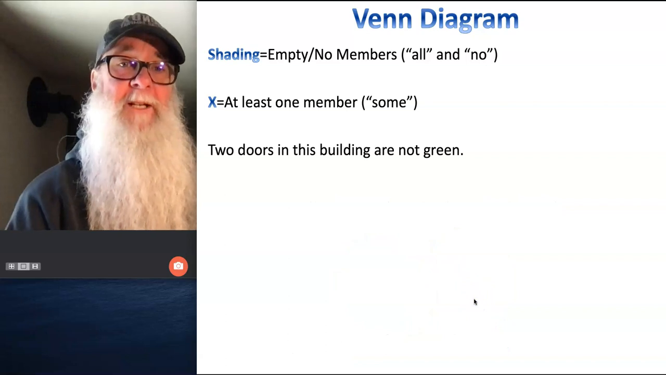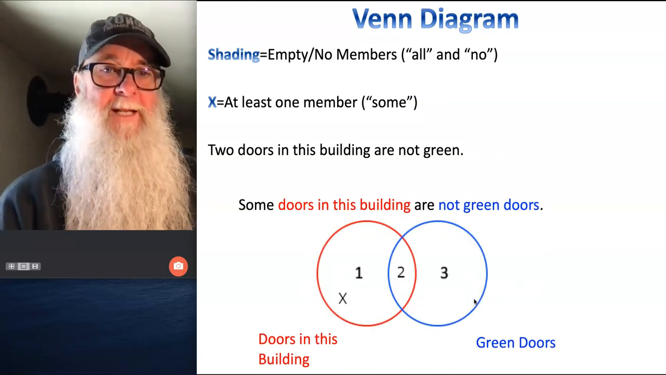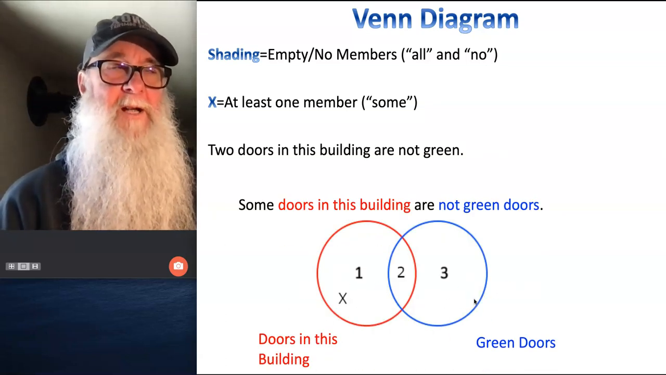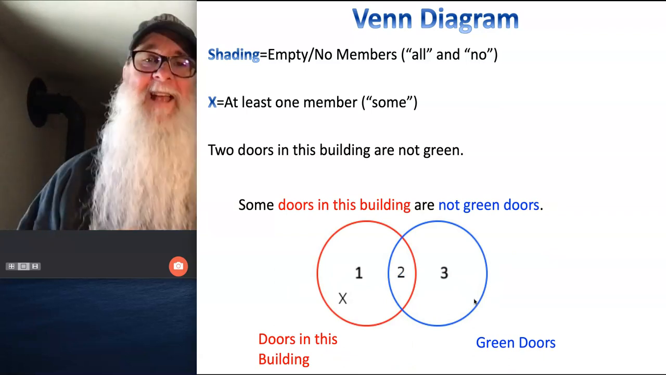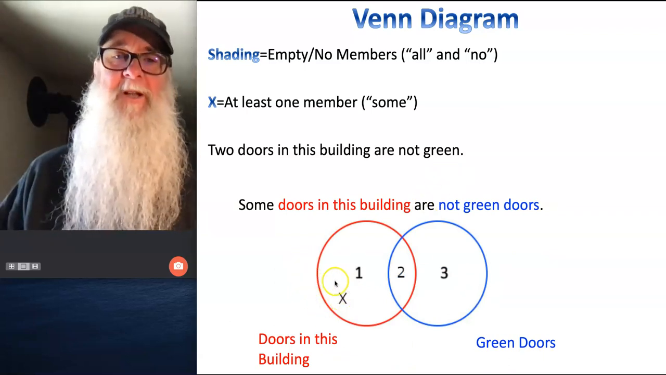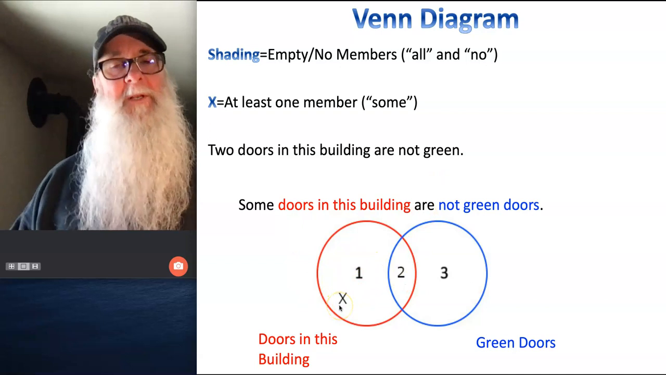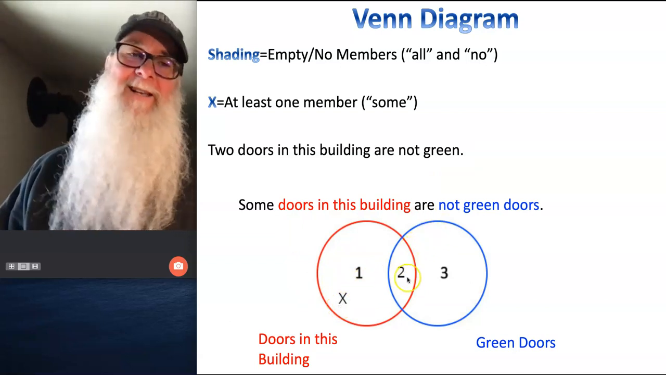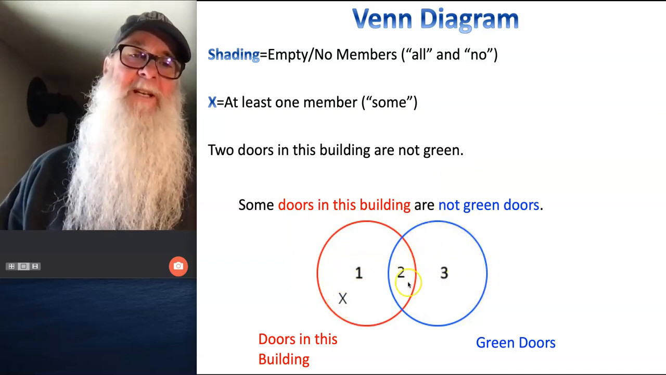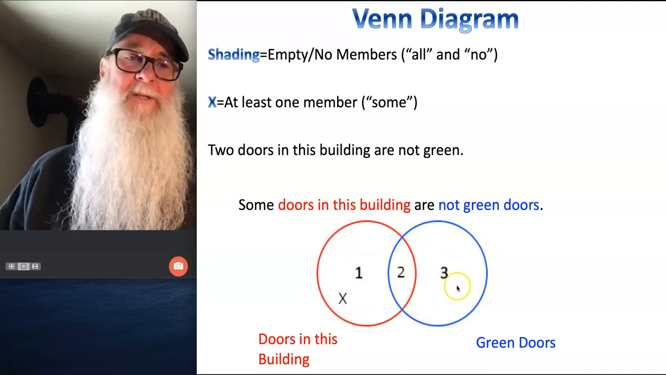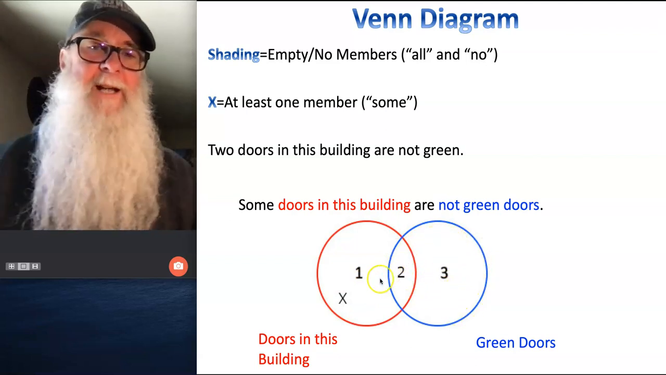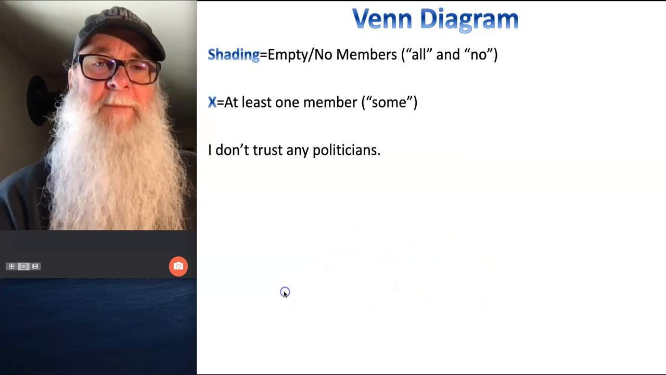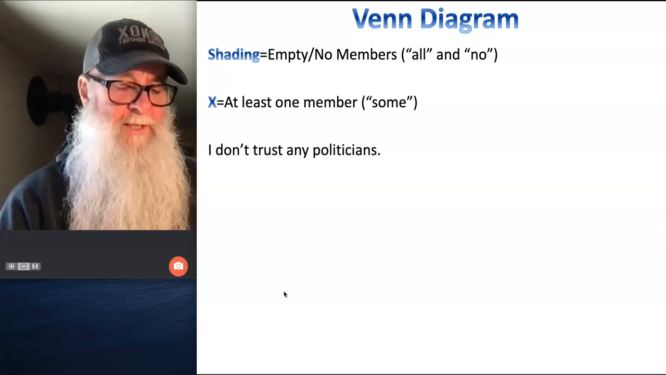2 doors in this building are not green. That sounds like some doors in this building are not green doors. Okay, and in that case, we want to mark an X right over here in area 1 because anything in area 1 would be a door in this building, but it's not a member of the category of things called green doors. All right, so we're marking X over here in area 1, and then finally, I don't trust any politicians.